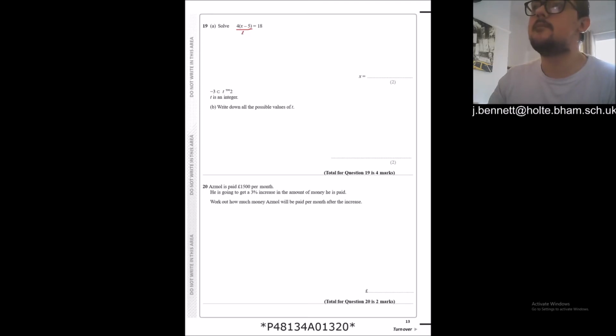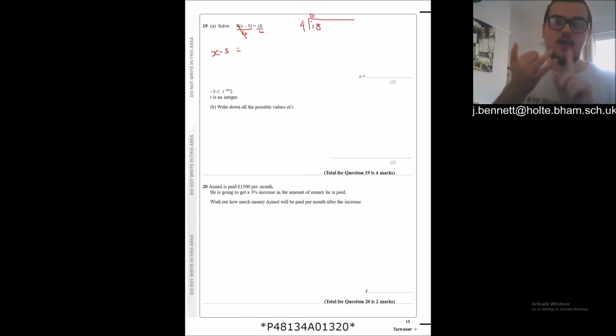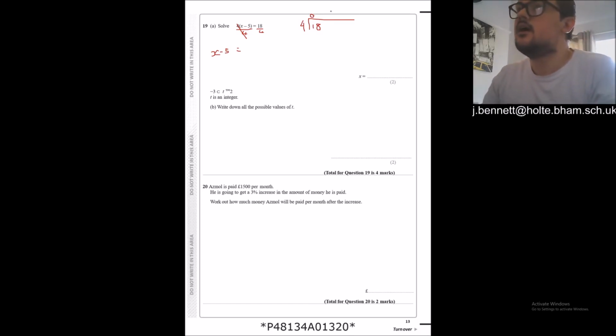First thing we do is divide both sides by 4. That clears, and we're left with x minus 5 equals 18 over 4. How many 4s go into 1? 0. How many 4s go into 18? 4, 8, 12, 16, 20. We're above 18, so we go back 1. We have 4 with a remainder of 2. How many 4s go into 20? Bang on 5. So x minus 5 is 4.5.